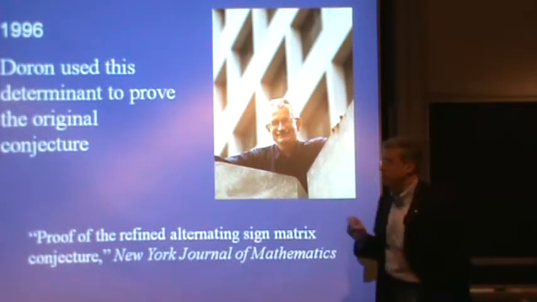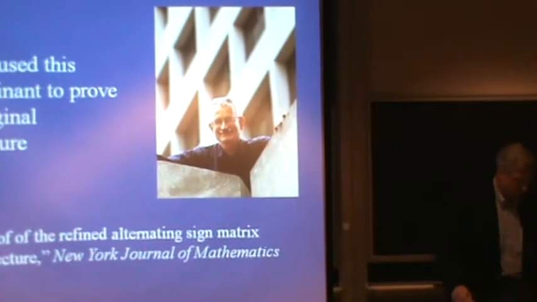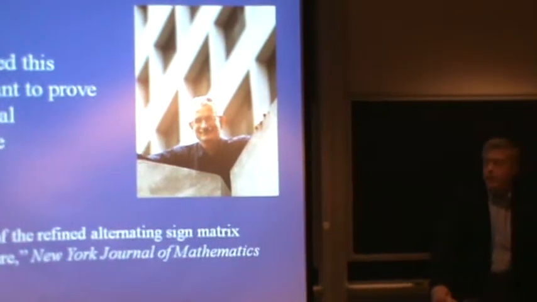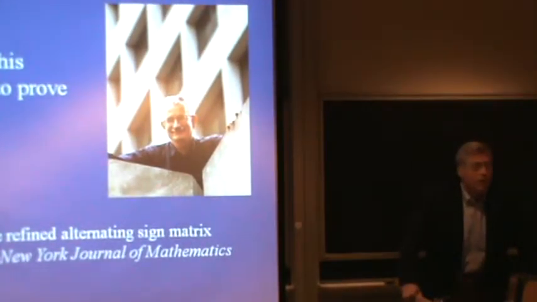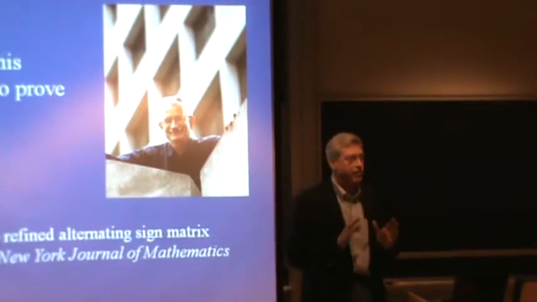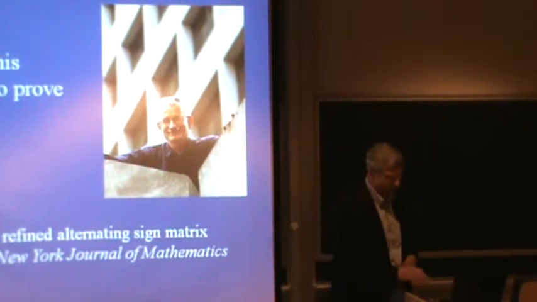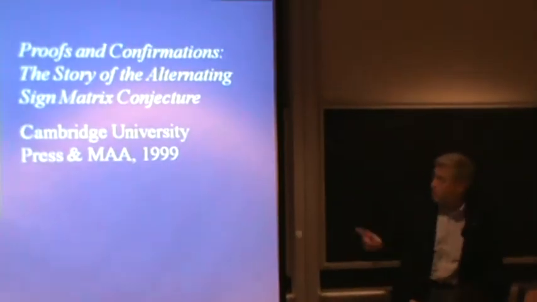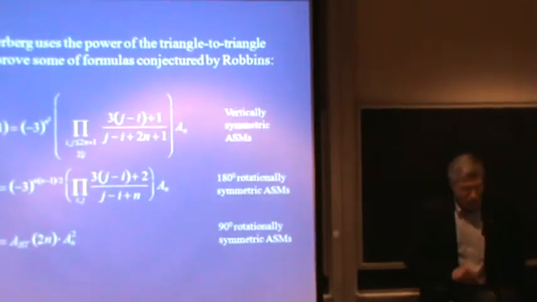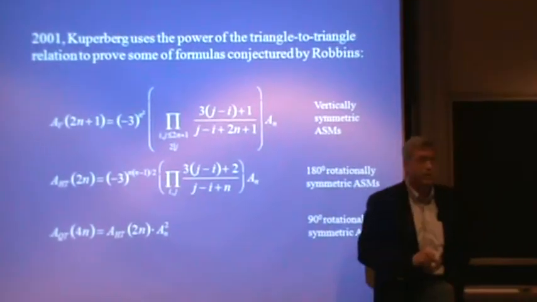One of them deals with a question that Richard Stanley posed to Dave Robbins back in the early 90s. I think Richard may have done some exploration of these alternating sign matrices. And he suggested to Dave Robbins that you might want to look at alternating sign matrices that satisfy various symmetry conditions. There appeared to be some nice formulas there. And in 2001, Greg Kuperberg began to prove these formulas.